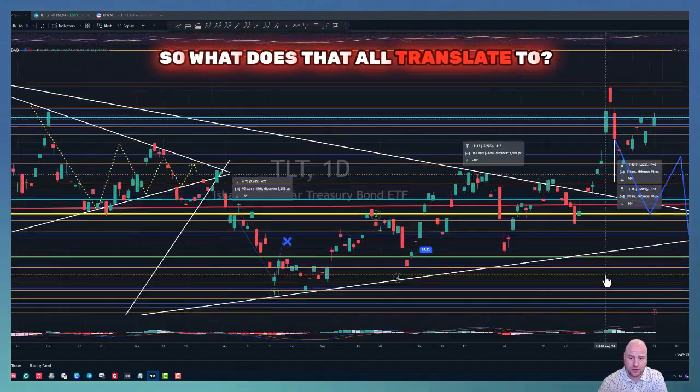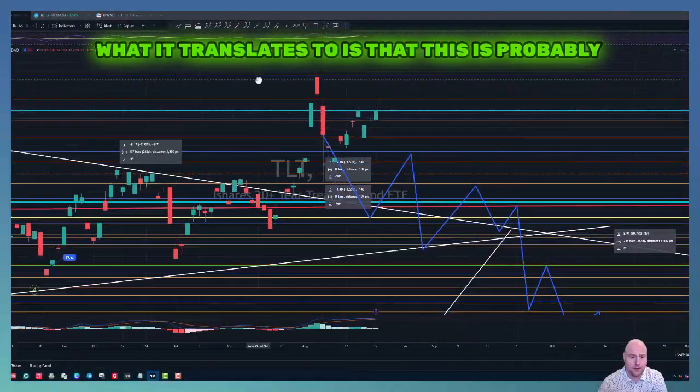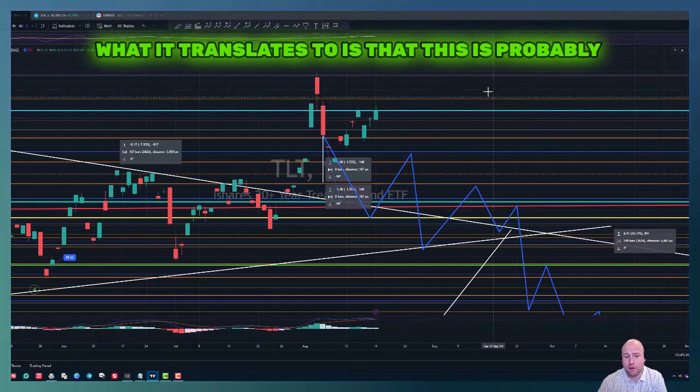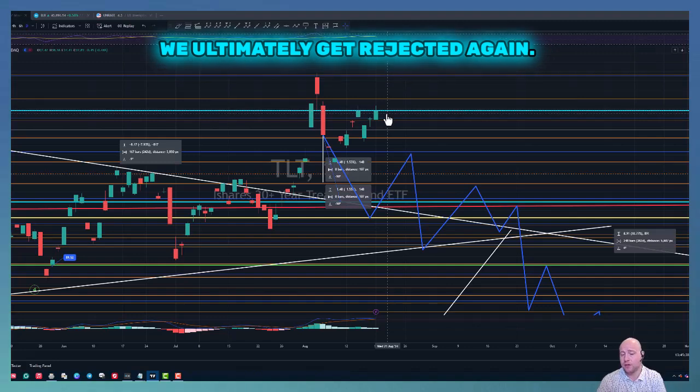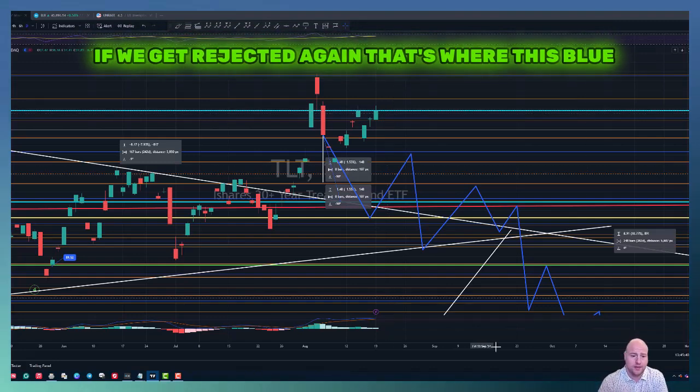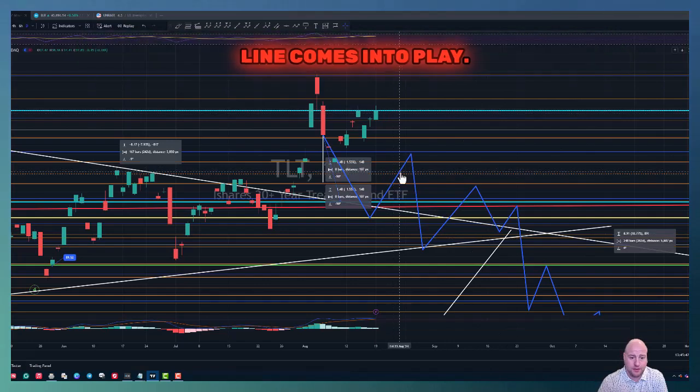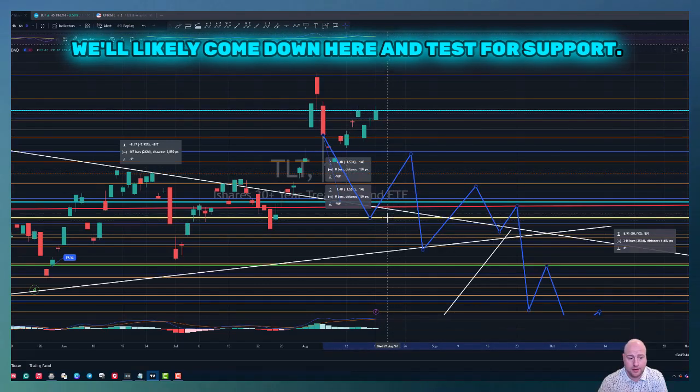So what does that all translate to? Well, what it translates to is that this is probably the best we're going to see rates if we ultimately get rejected again. If we get rejected again, that's where this blue line comes into play. We'll likely come down here and test for support.